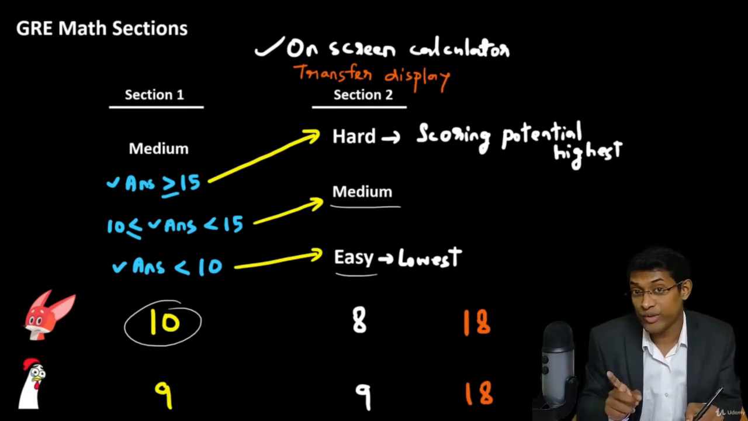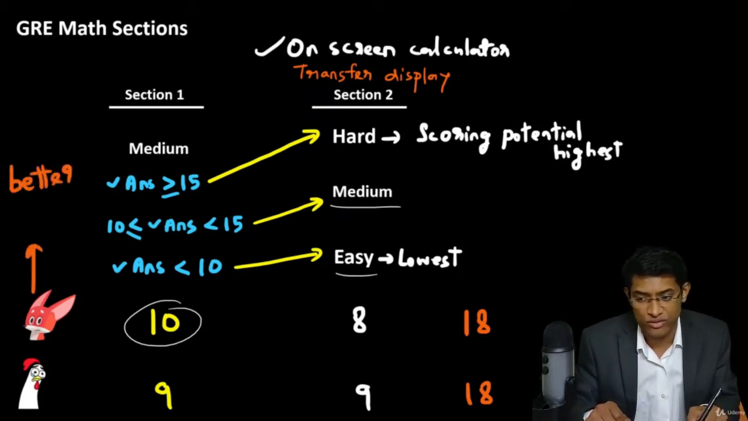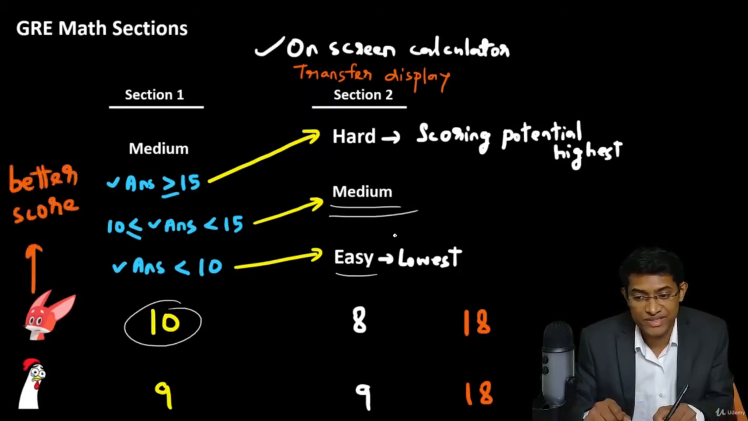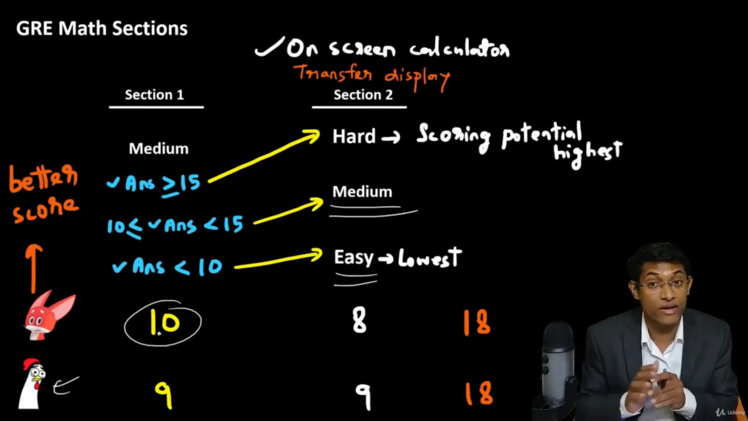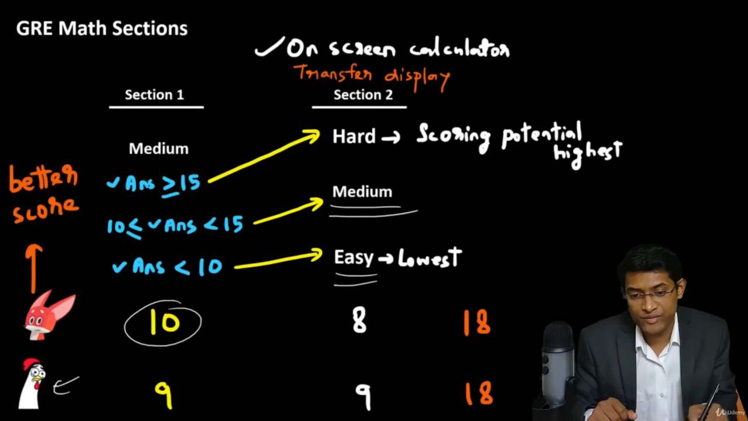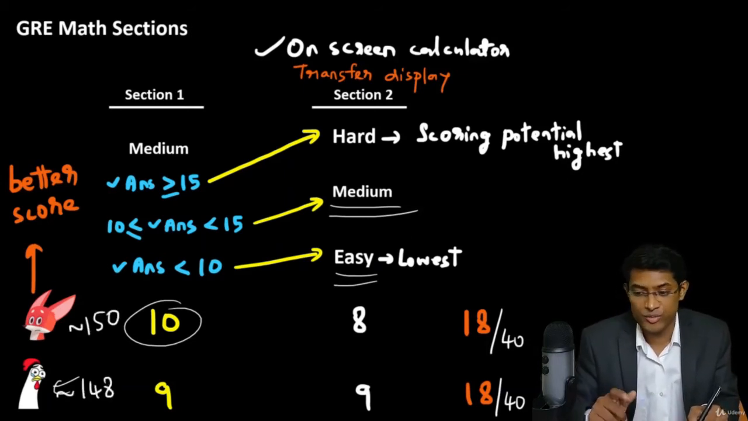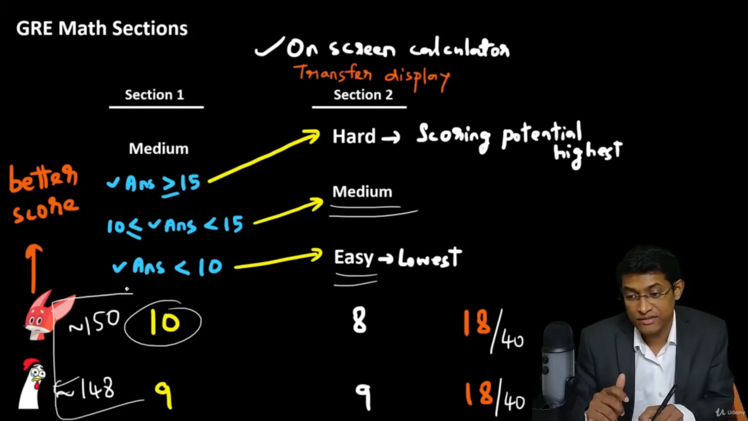Now, the score for both of them will not be the same. Fox will be getting a better score because he's gone into the medium section. So, it's like a penalty has been applied on Hen because Hen did not do well in section 1 and got into the easy section in section 2. All right. So, both of them got 18 out of 40 questions correct, right? But the score for Fox may be approximately 150 and the score for Hen would be approximately 148. Now, when we look at the percentiles, this is a huge difference.